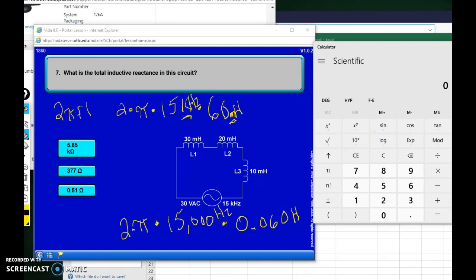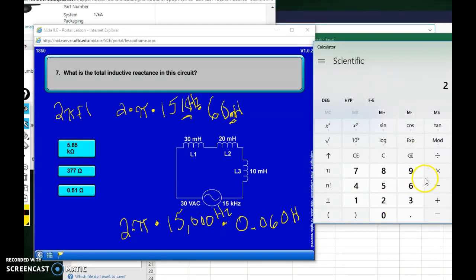So let's run both these values. I'm going to do 2 times pi times 15 times 60. Now again, I said the 10 to the positive third against the 10 to the negative third right here are going to cancel each other out, and we arrive at 5,654, which is the same as rounding up 5.65K. But I want you to see we would arrive at that even if we used base units.